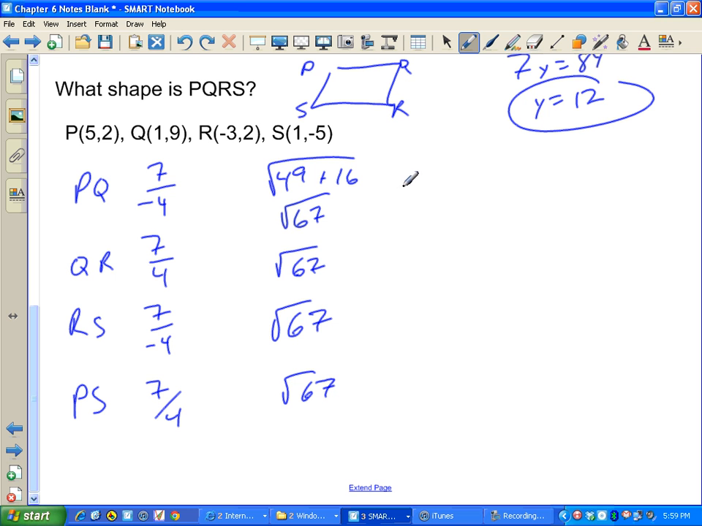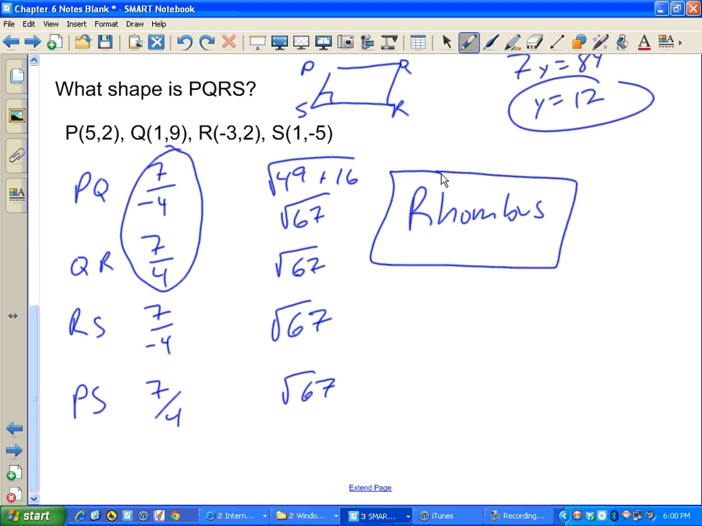Now I need to know if it's a rectangle. In order to be a rectangle, I need right angles. So I'm going to look at 2 consecutive sides, 2 sides that are touching, and see if these are perpendicular. They are not perpendicular, because in order to be perpendicular, the slope would have to be flipped and switched. So I have opposite signs, but I don't have reciprocals. So all I can say is this is a rhombus. In fact, I know it's not a rectangle, which means it cannot be a square.